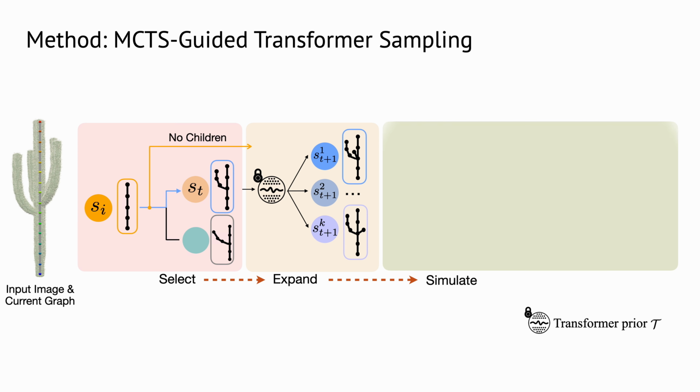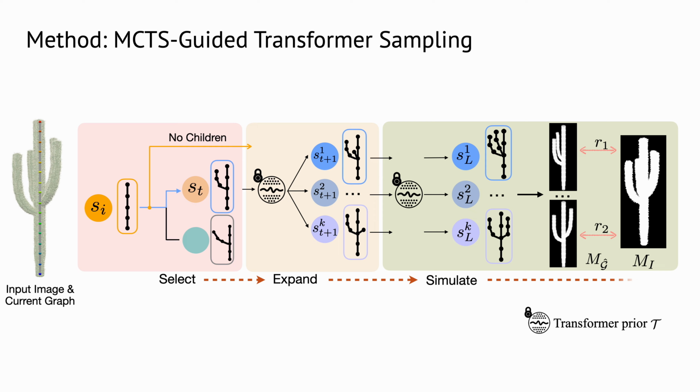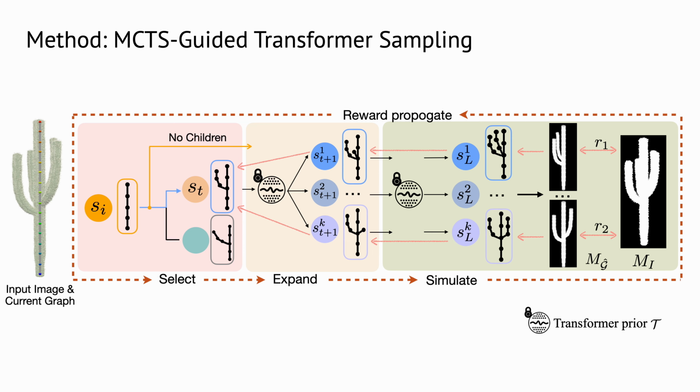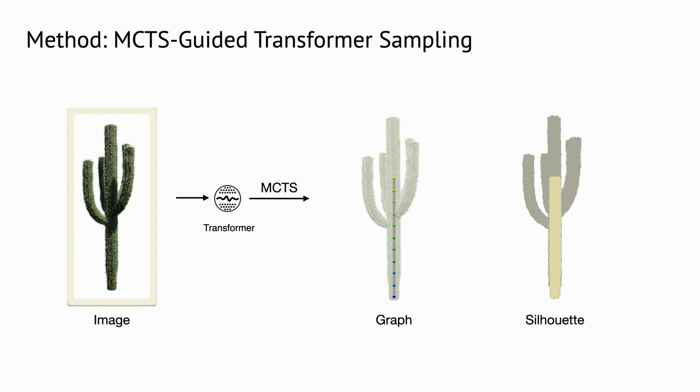We then simulate the future performance of these new edges, which is evaluated by comparing rendered masks with the estimated mask of the input image. These resulting rewards are then propagated back through the search tree. By iteratively applying these steps, our MCTS guided search steers towards graphs that maximize consistency with the input image.